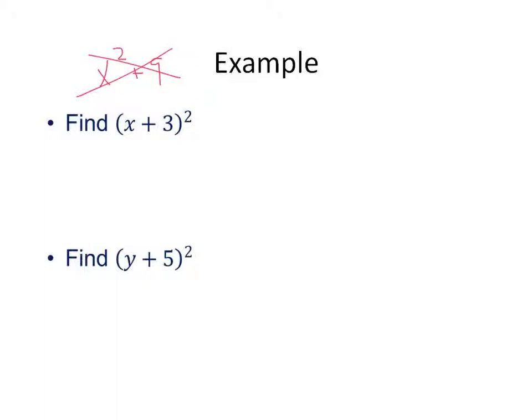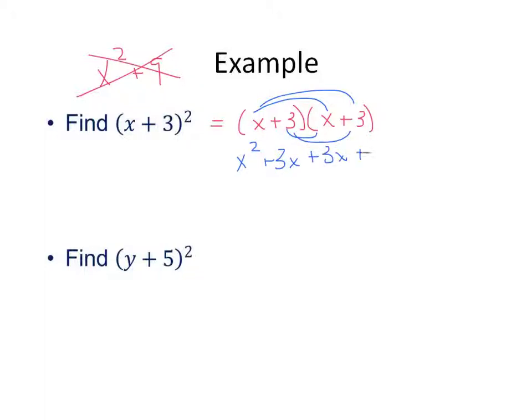Okay, and so what is the meaning of a square? Well, it means to take something times itself. So really what we have is x plus 3 times x plus 3, and if we have a binomial times a binomial, then we are FOILing. So there's first, outside, inside, and last, and then what we get is x squared plus 6x plus 9.